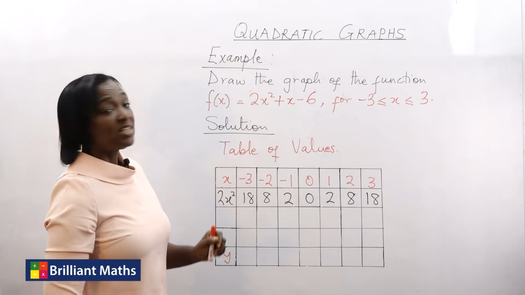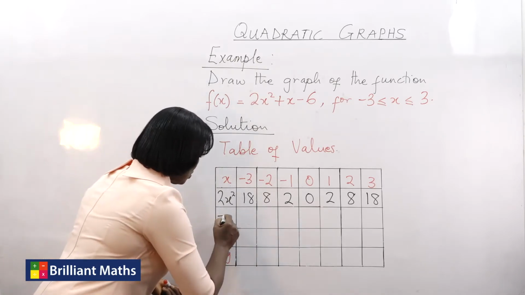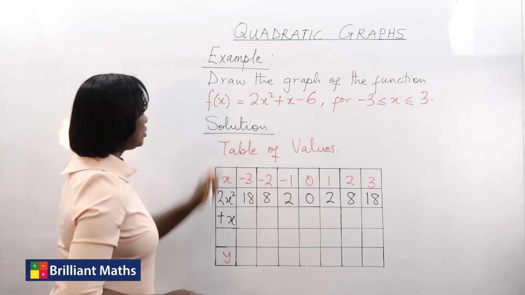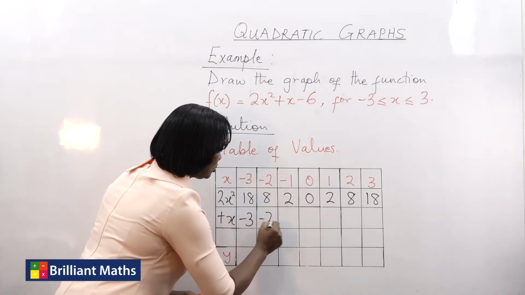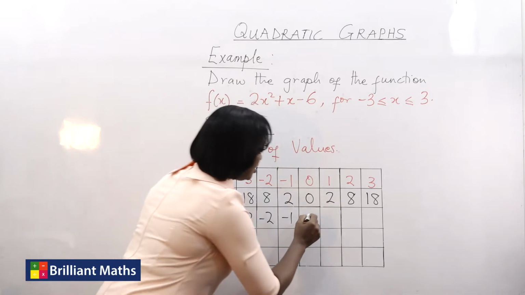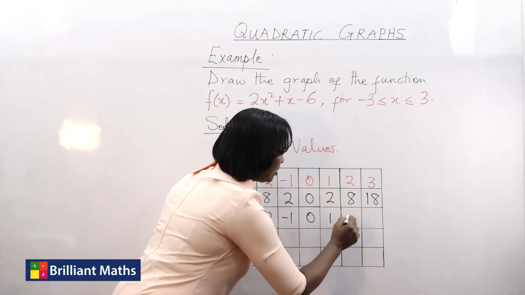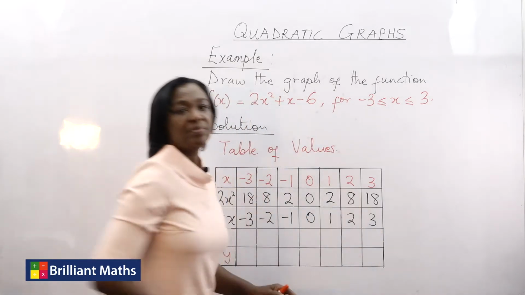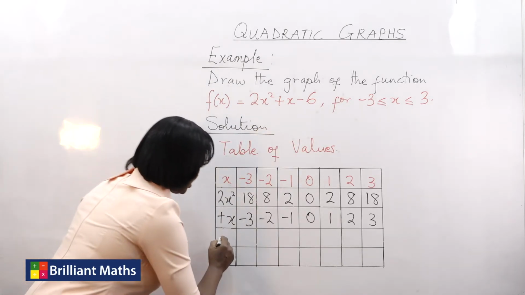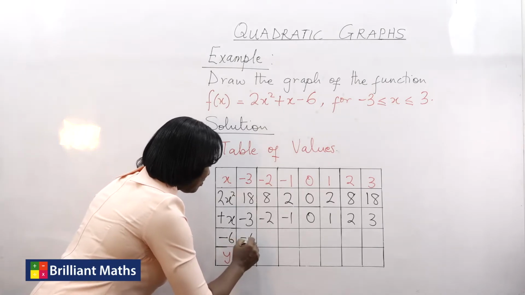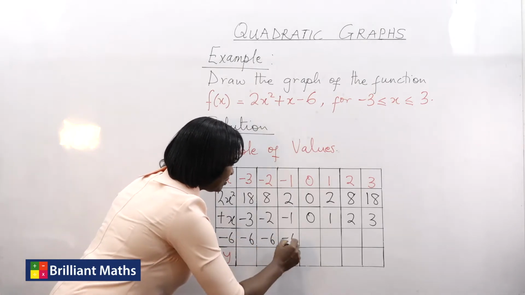So next is plus x. So the values of x are minus 3, minus 2, minus 1, 0, 1, 2, 3. And then the next step will be minus 6, to take away 6. So minus 6. So we're going to subtract 6.